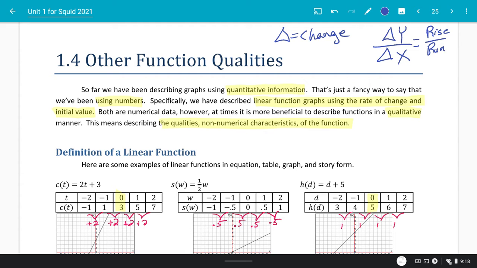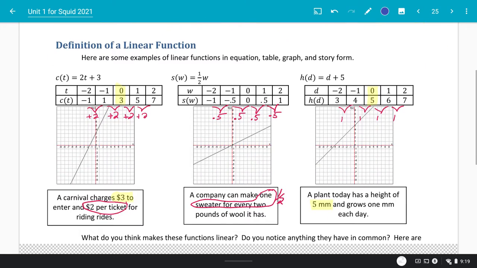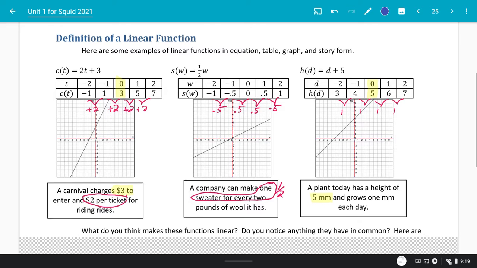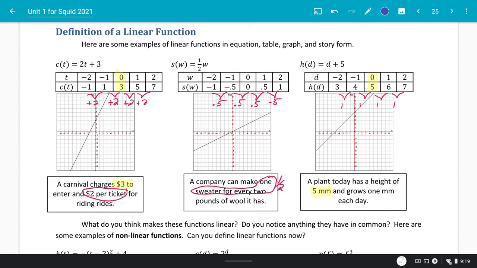Both numerical data, however, at times is more beneficial to describe in a qualitative manner. This means the qualities or non-numerical characteristics of the function. That's what we're going to be talking about here today. First, what is the definition of a linear function? Here are some examples of linear functions in equation, table, graph, and story form.